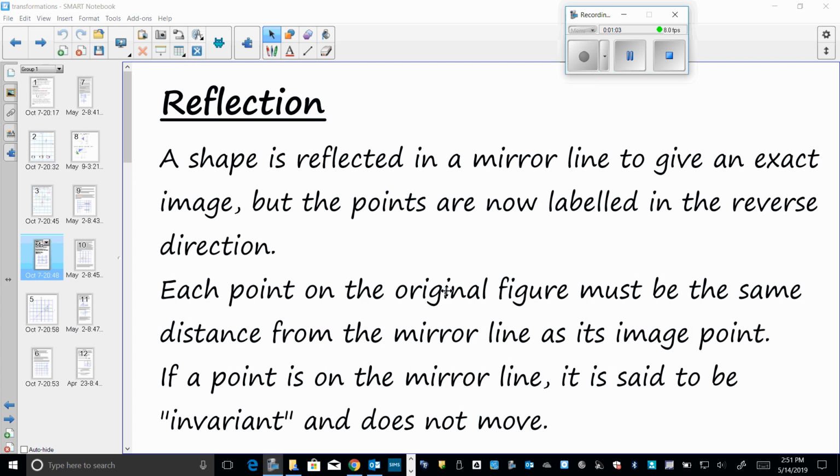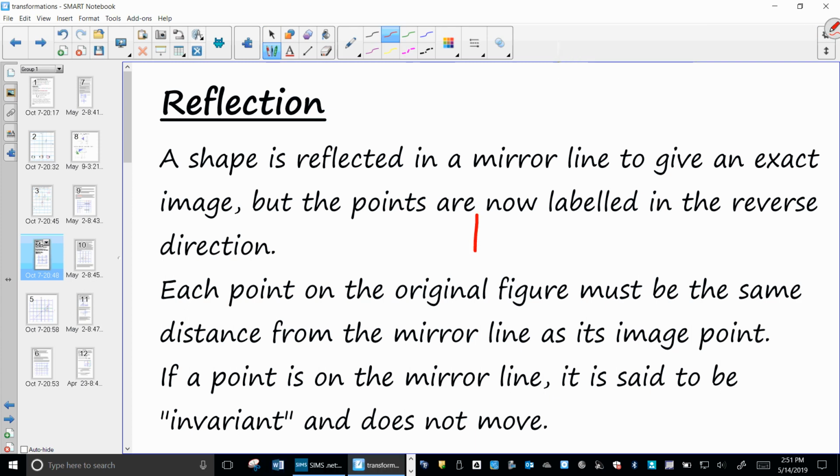Now, here, I've said the points are now labelled in reverse. So, for example, if you had a shape that was labelled A, B, C, here's my mirror line. When I reflect it, you will see it looks like that. Yes? Do you see that? So if I were to fold along my mirror line, that would sit on top of my original. Yes? Now, if I was talking about labels, this point here is this point here, correct?